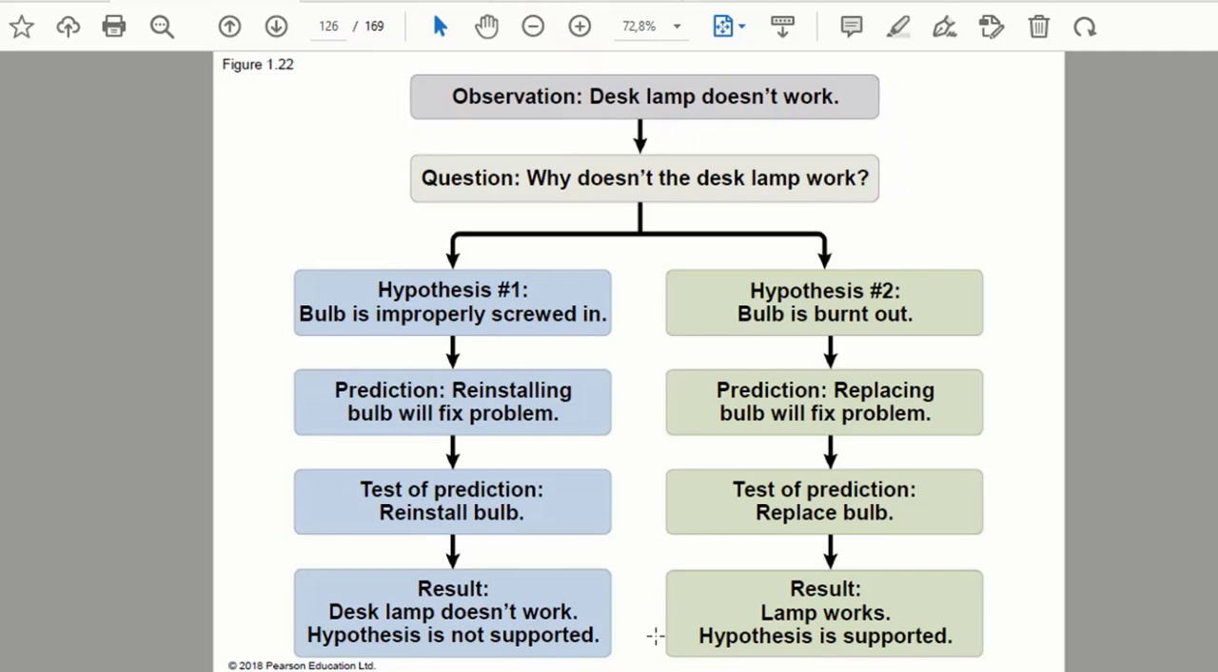That is, if somebody was doing such a study, they will say that is the hypothesis that I have for these high risk models. So this is the example of where you're doing hypothesis one, where the bulb is not screwed in. The prediction is that maybe fixing the bulb will fix the problem, then the test restores the problem.